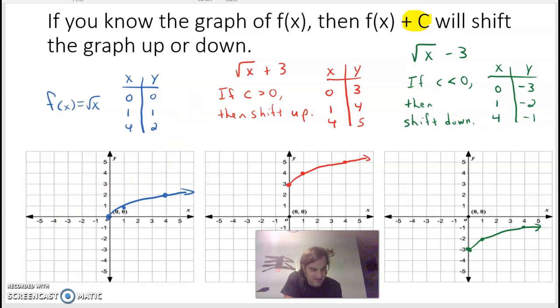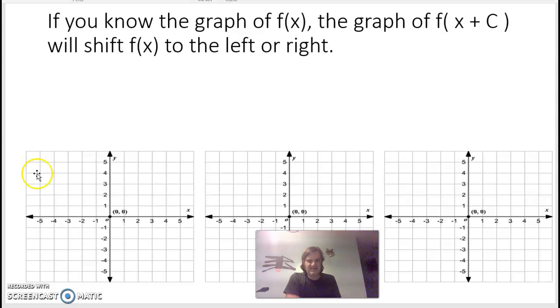So I'm going to skip slide 4 and come back to it, but slide 5 here. We're also adding a constant, but notice we're adding it inside the function. So this is f of x plus c. So we're changing the input here, not the output. So the difference is it's not x squared plus 2, it's x plus 2 squared.